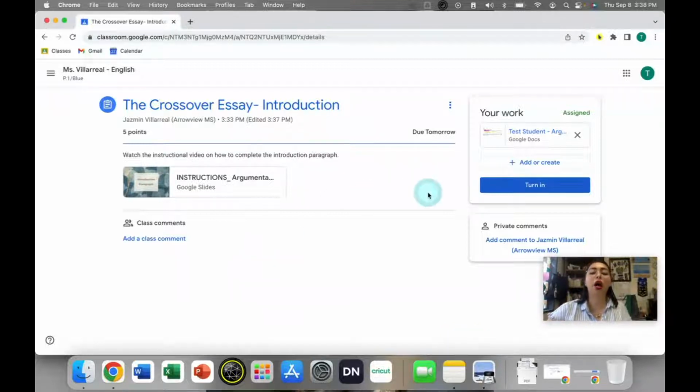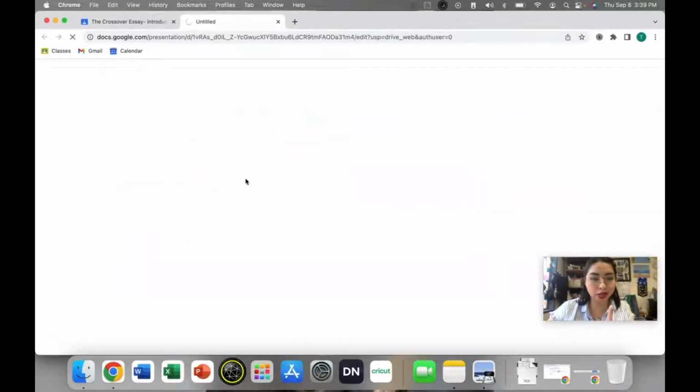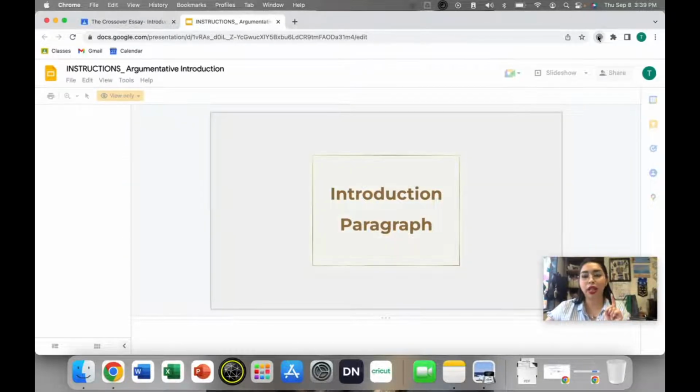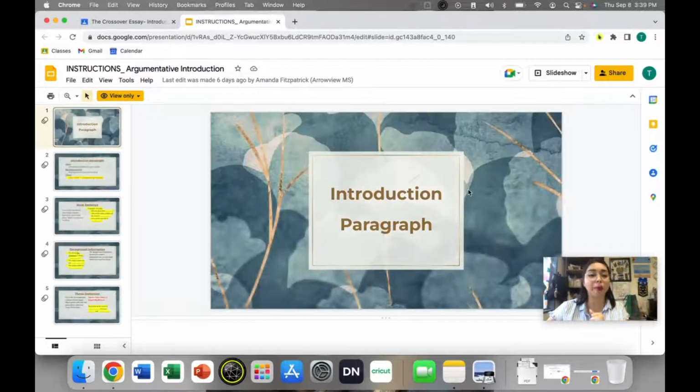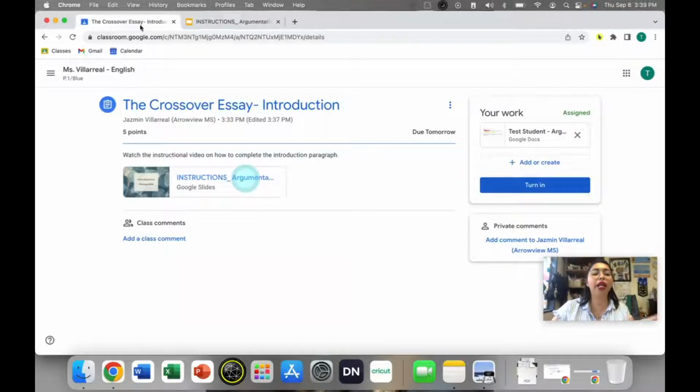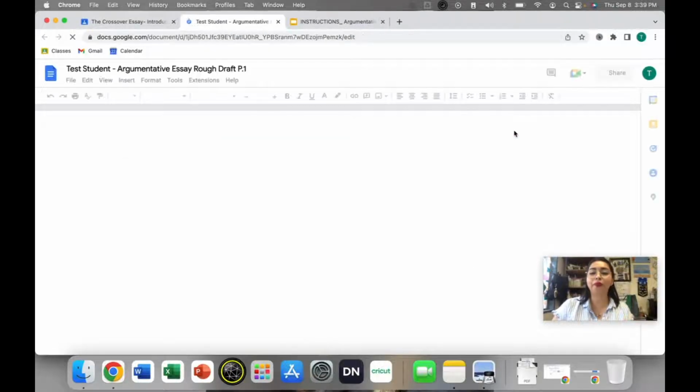Two, on the Google Classroom assignment, you're going to open up two things. You're going to first open up the instructions, and this is a slide that has all of the instructions step by step. So if you need to see it written down, it's there for you. And then you need your actual document that you're going to be typing in. Okay?